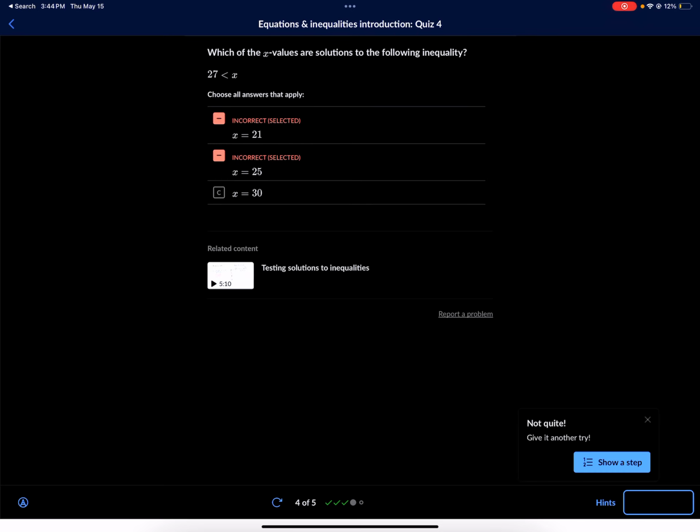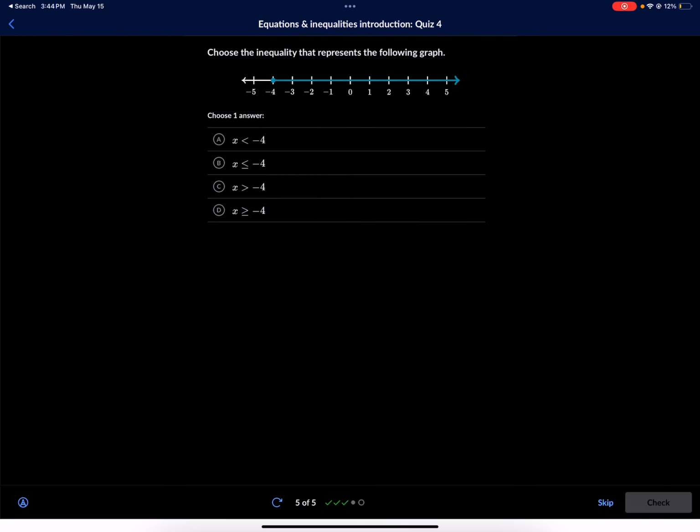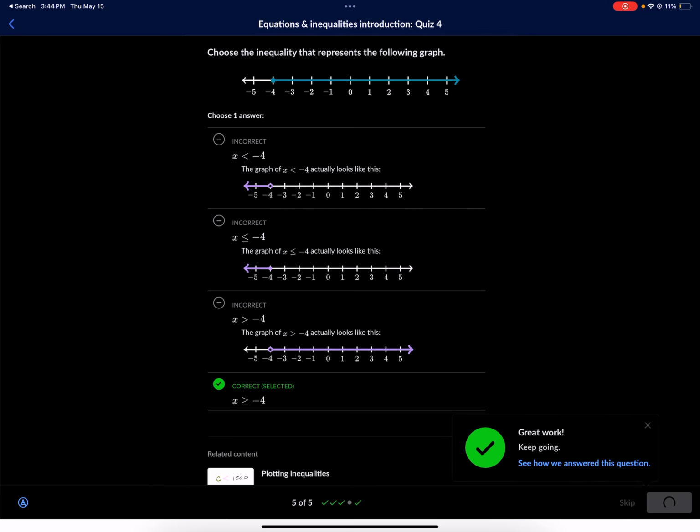What? Oh, no, all the way around. The answer is 30. If you got that right, good job. And the answer here is X is greater than -4. If you got that right, good job.